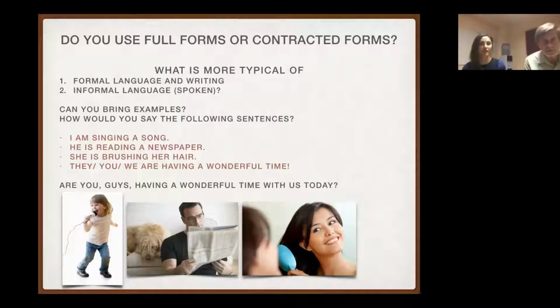Okay, the first sentence we say, I am singing a song, or you can say, I'm singing a song. The second sentence, he is reading a newspaper, or you can say, he's reading a newspaper. The third sentence, she is brushing her hair, or she's brushing her hair. And then the fourth sentence, you can use either they, you, or we. All three of them will use are. You can say, we are having a wonderful time. Or we're having a wonderful time. Or you're having a wonderful time. Or they're having a wonderful time.